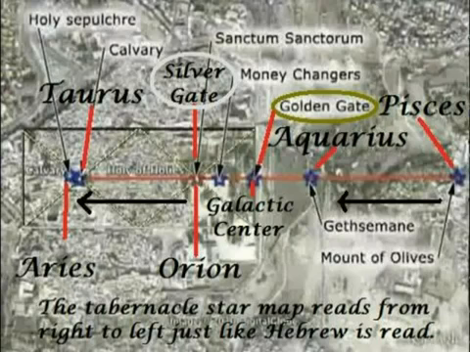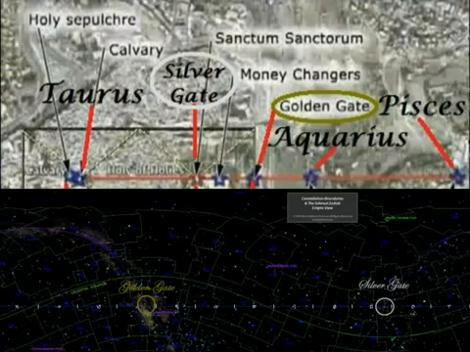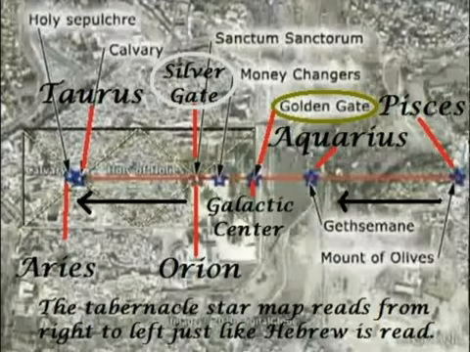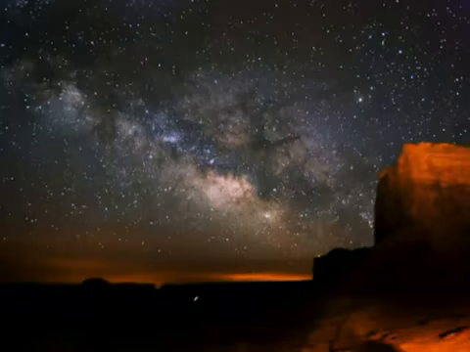The Silver Gate matches up with the Holy of Holies, which is Orion in the Tabernacle star map. In Jerusalem, Jesus is supposed to return through the Golden Gate, and I can't help but wonder if Jesus will come out of the Golden Gate area in the sky as well.